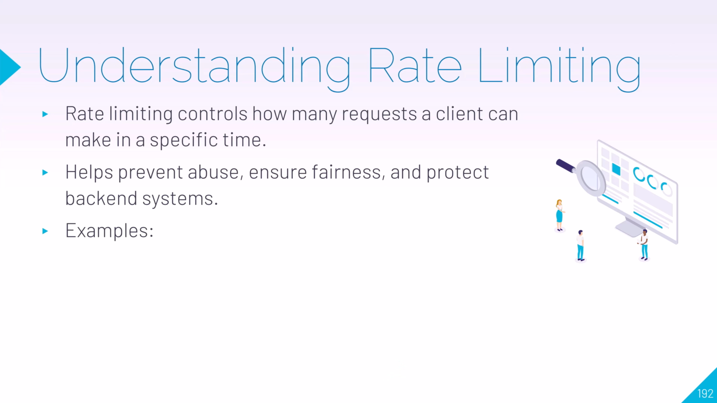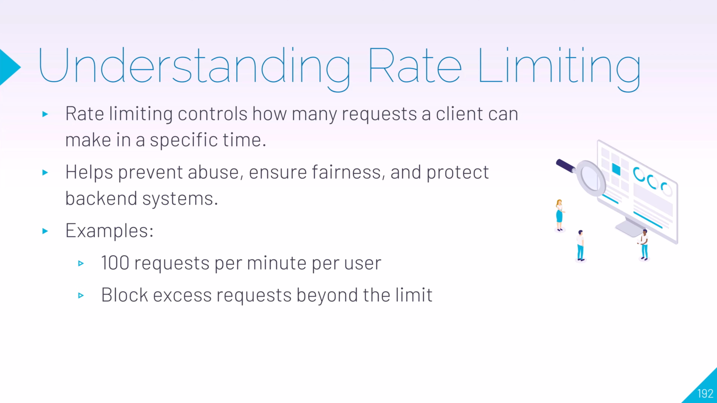Examples of rate limiting rules could be that we want to limit 100 requests per minute per user, or we just want to block excess requests beyond a particular limit regardless of who or where they're coming from. So those are things that you want to consider when setting up rate limiting.